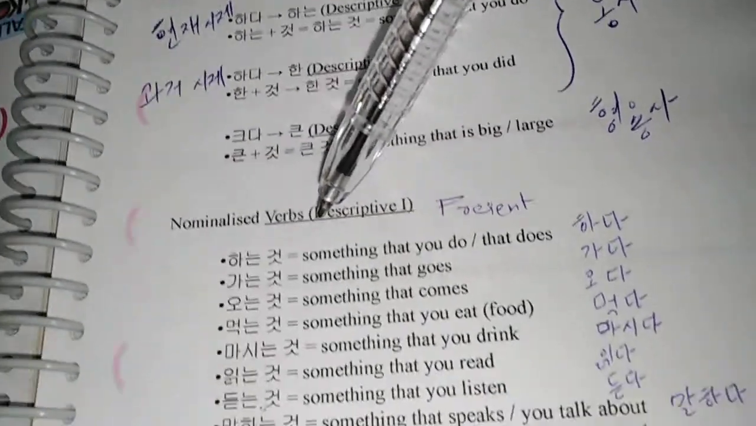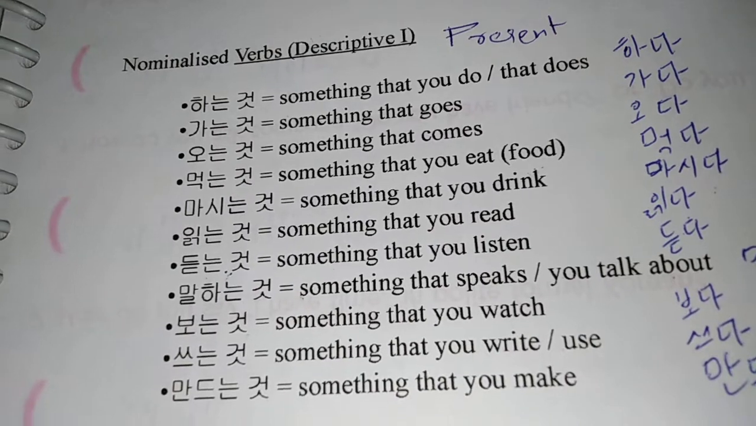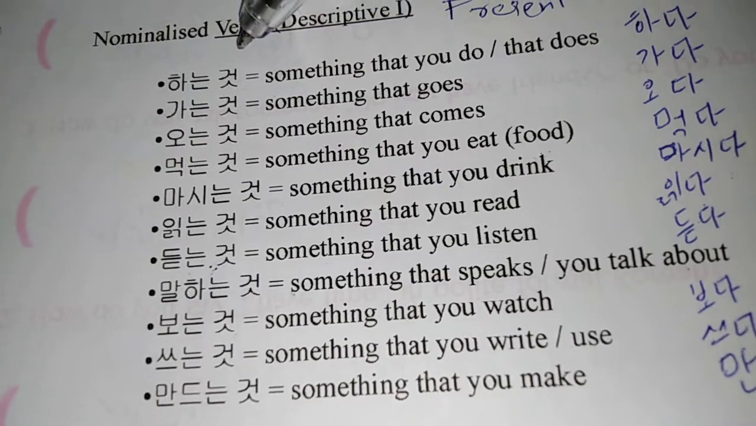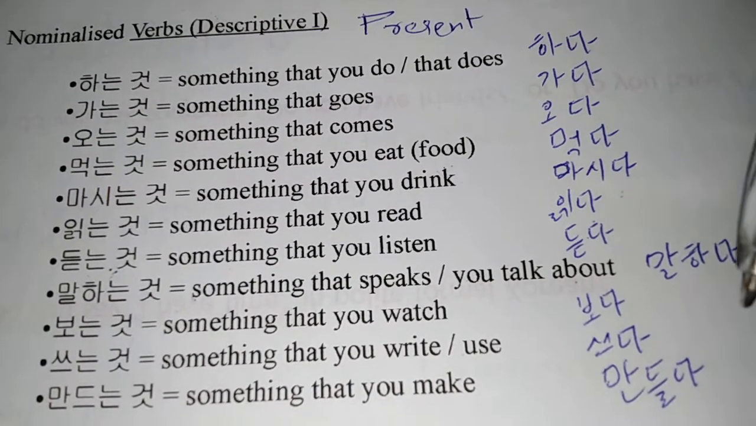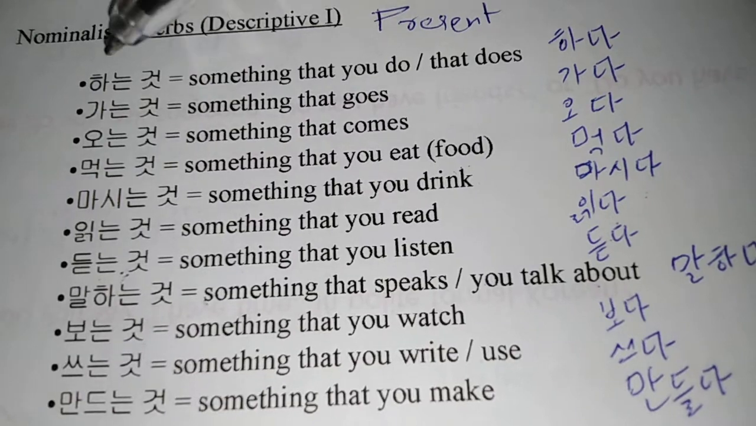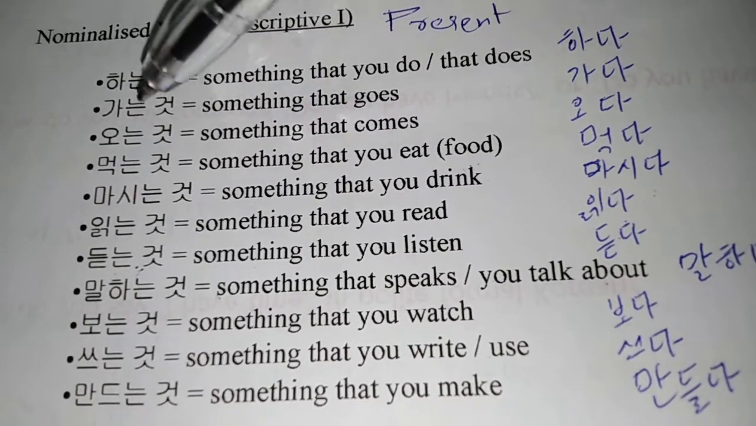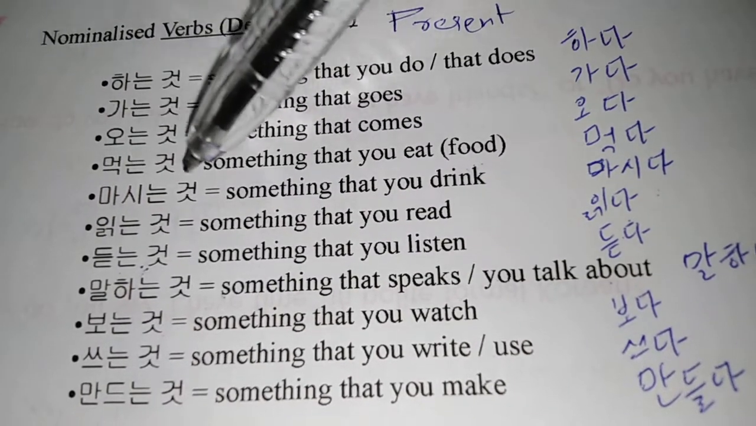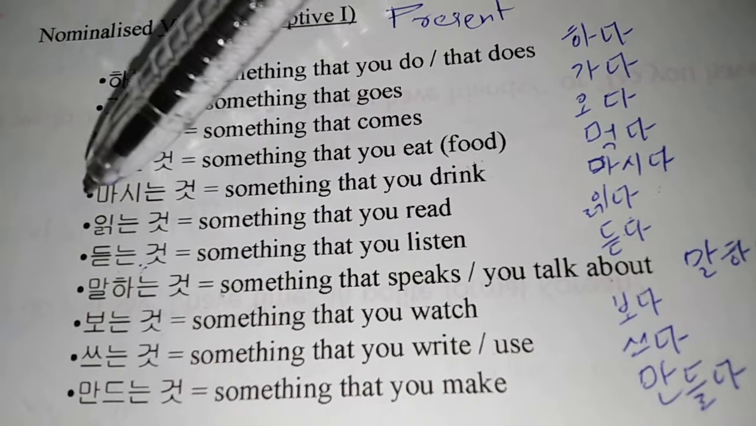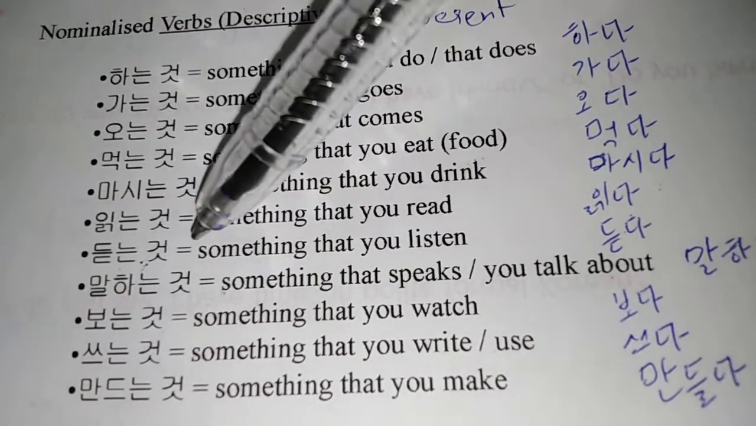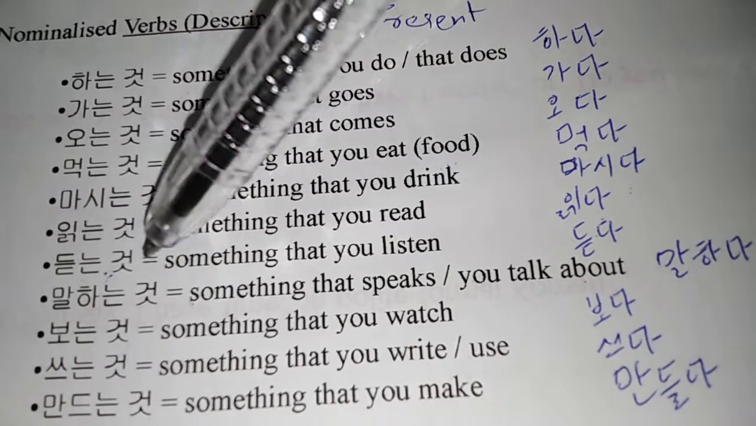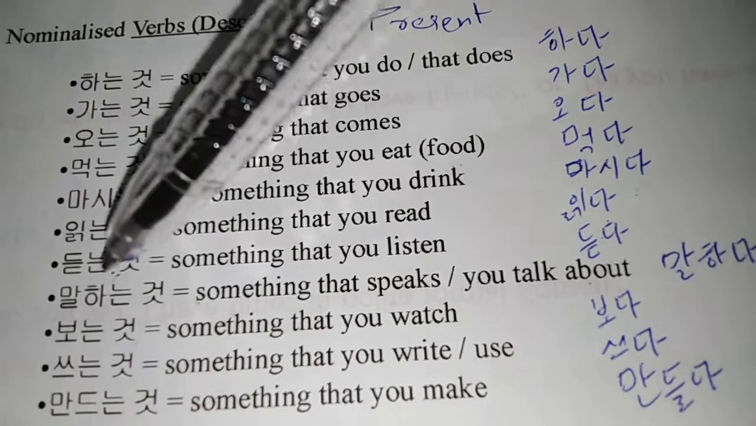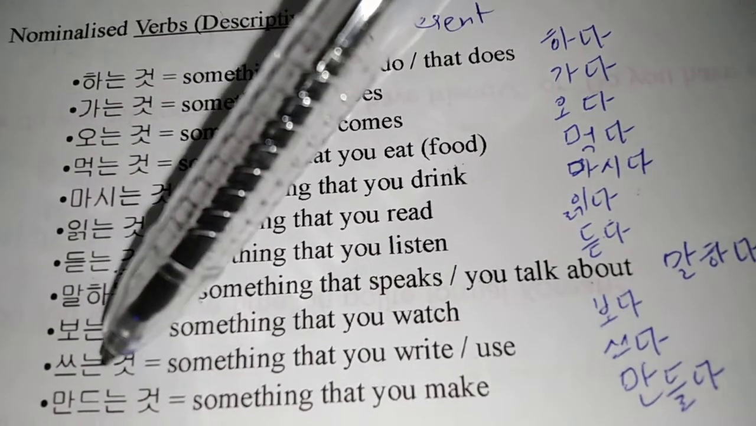So you have more examples down here, and it's all present tense. The first one is 하는 것, that you saw earlier, and the dictionary forms are also here. 가다 becomes 가는 것, 오다 becomes 오는 것, 먹다 becomes 먹는 것, 마시다 becomes 마시는 것, 읽다 becomes 읽는 것, 듣다 becomes 듣는 것, 말하다 becomes 말하는 것, 보다 becomes 보는 것, 쓰다 becomes 쓰는 것, 만들다 becomes 만드는 것.